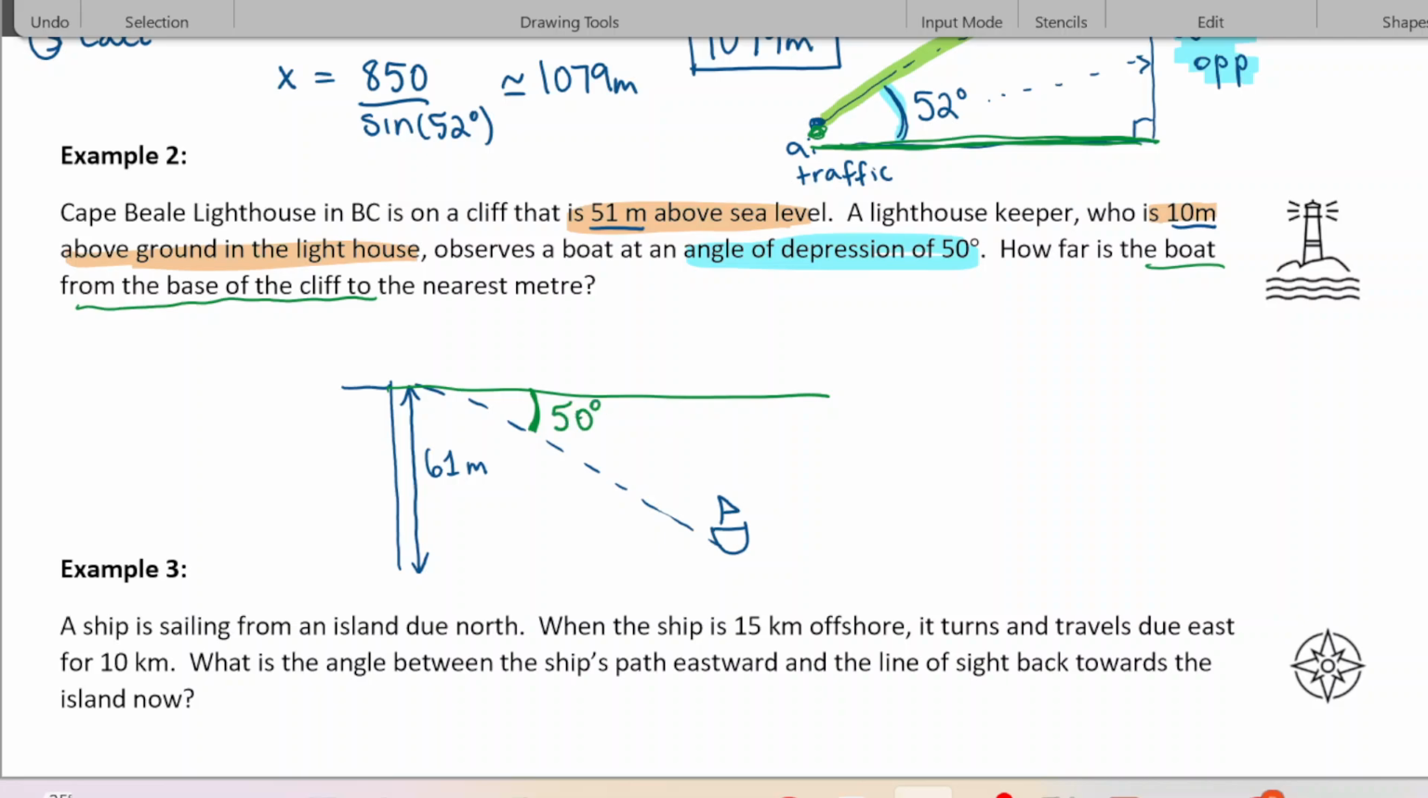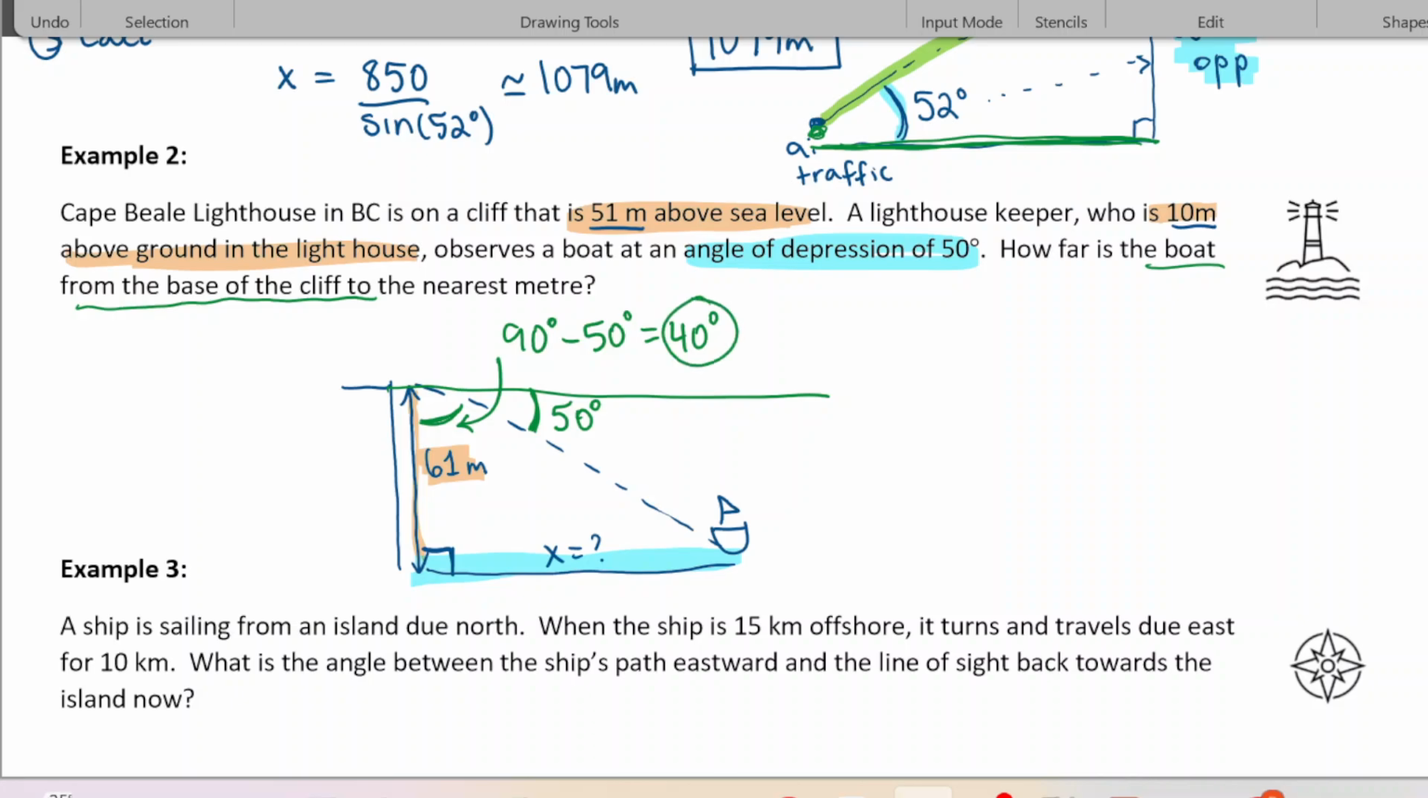Okay, I'm just going to finish the rest of this drawing. Now what we want to find is how far is the boat from the base of the cliff. So we want to know this distance here. Okay, and we know this height is 61. Now the problem is that my angle is not inside my triangle, but I can use a little trick here. This angle here is just 90 degrees minus 50 degrees. Because it's a right angle, it's a square, but I have the one side of it. So it's 40 degrees is the angle that I want to use here in this question.